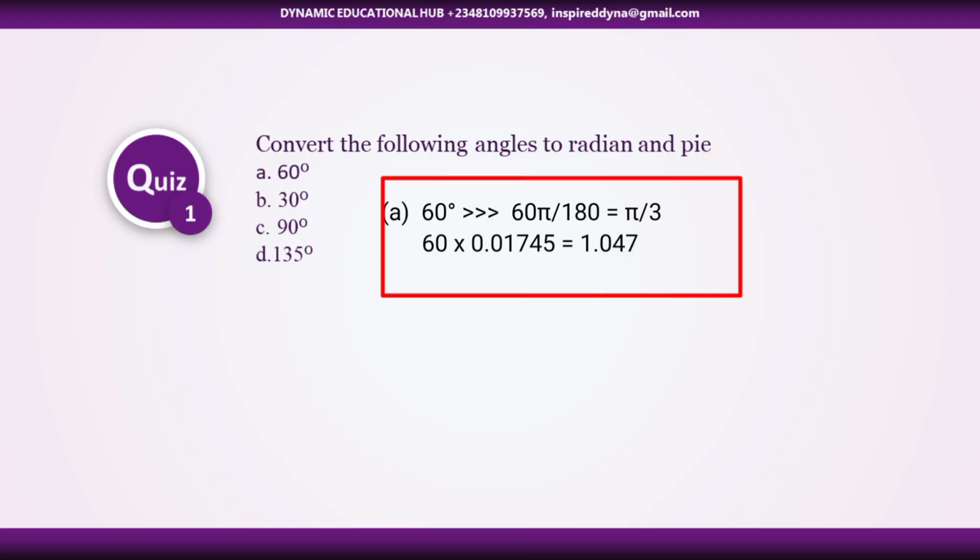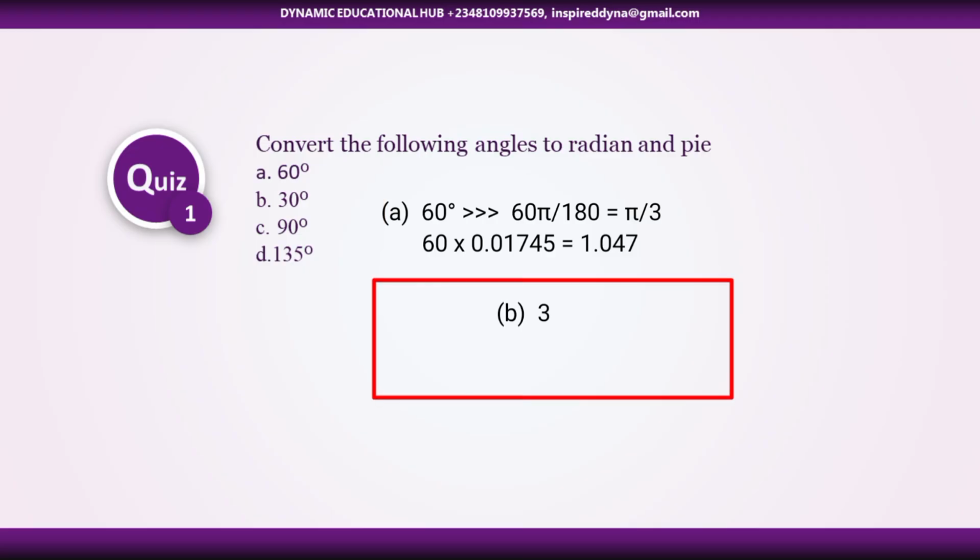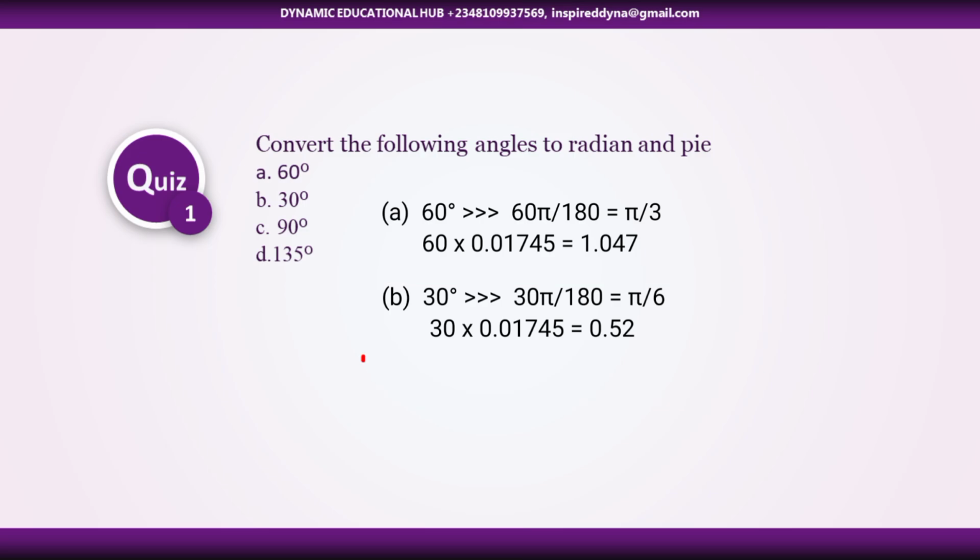So our answer is 1.047 rad. So the next question is 30 degree, and 30 degree is 30 pi over 180 in radian, and we have 30 divided by 30, 180 divided by 30, that's 6. So we have pi over 6. And 30 degree in radian is 30 multiplied by 0.01745 rad, and that is 0.52 rad.